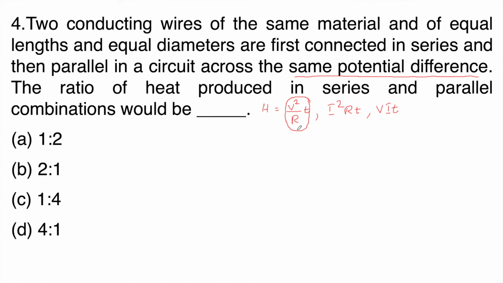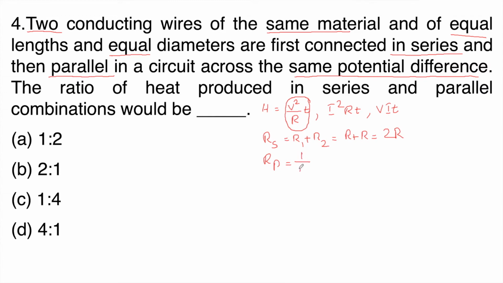Then what about our resistance? Resistance, first it was in series, then connected in parallel. And how many resistances are there? Two. Two wires mean two resistances. And it is of same material, equal length, equal diameter. That means resistances are same in two wires. Okay, so resistance in series will be R1 plus R2, but the resistances are same, so it will be R plus R, 2R.